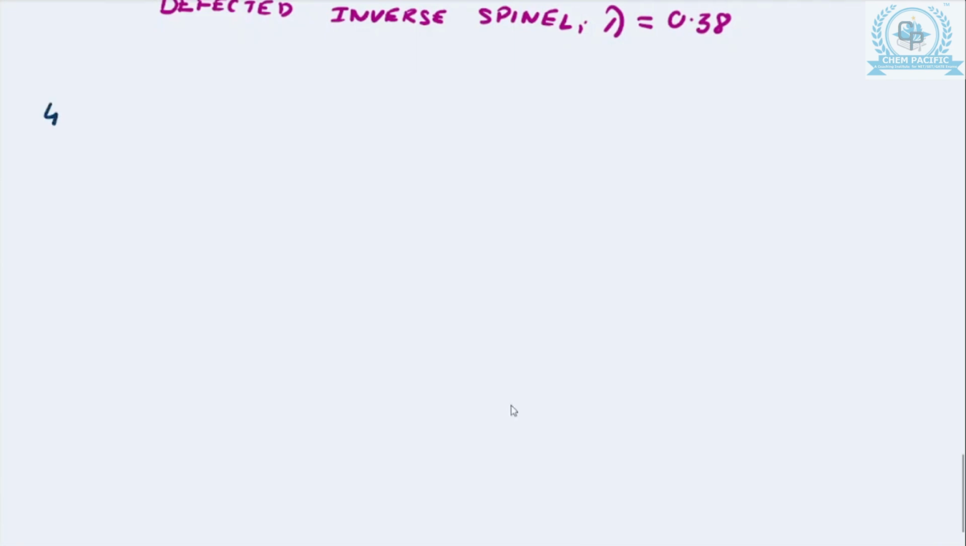It is example number 4. So example number 4 is ZnFe2O4. Now Fe2, which is more in number, is in the +3 oxidation state. So Fe3+ is 3d5. If it is 3d5, you know its CFSE will turn out to be 0. Now what about zinc 2+?